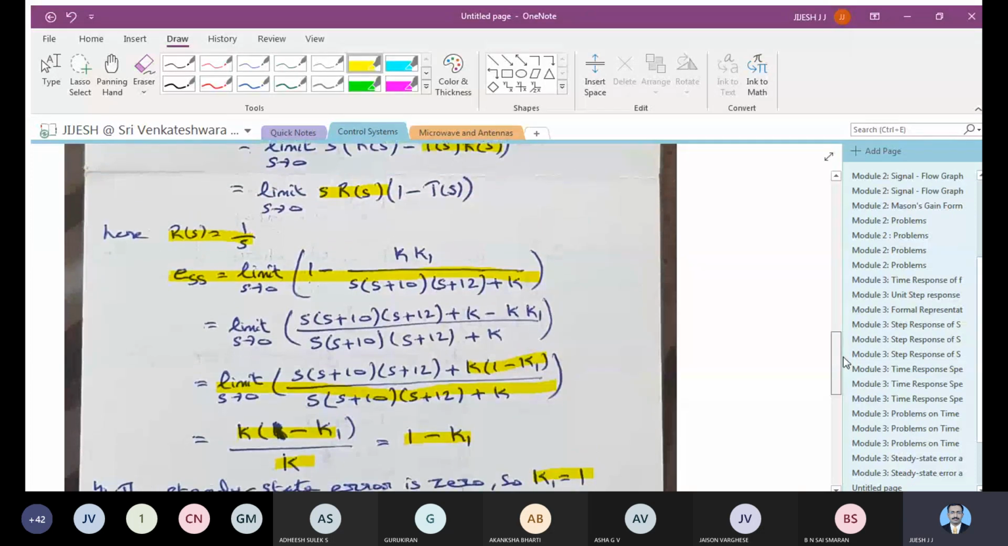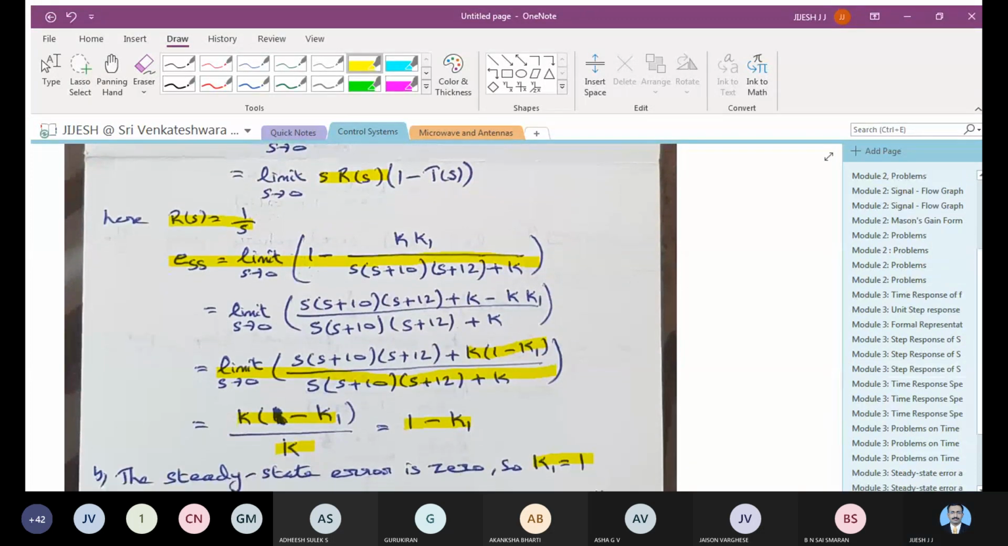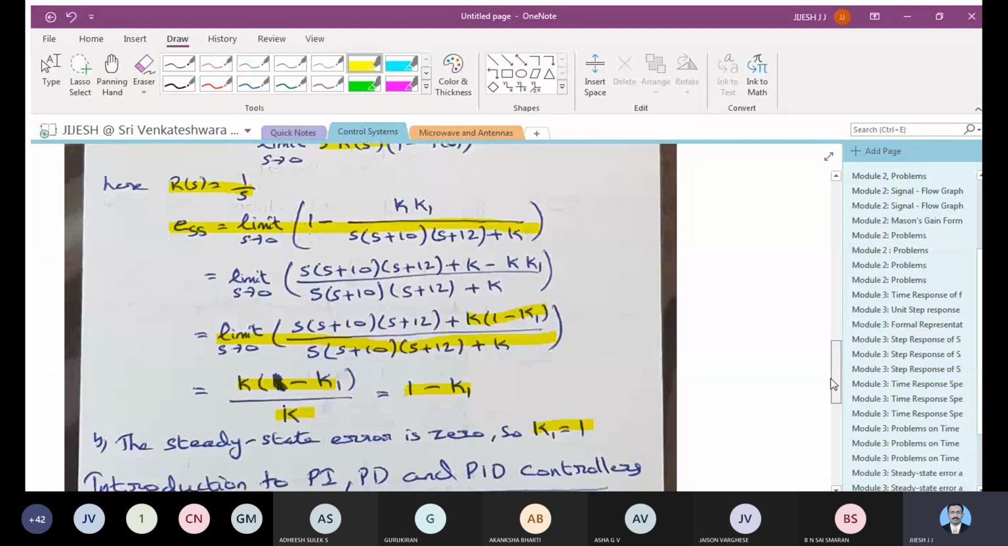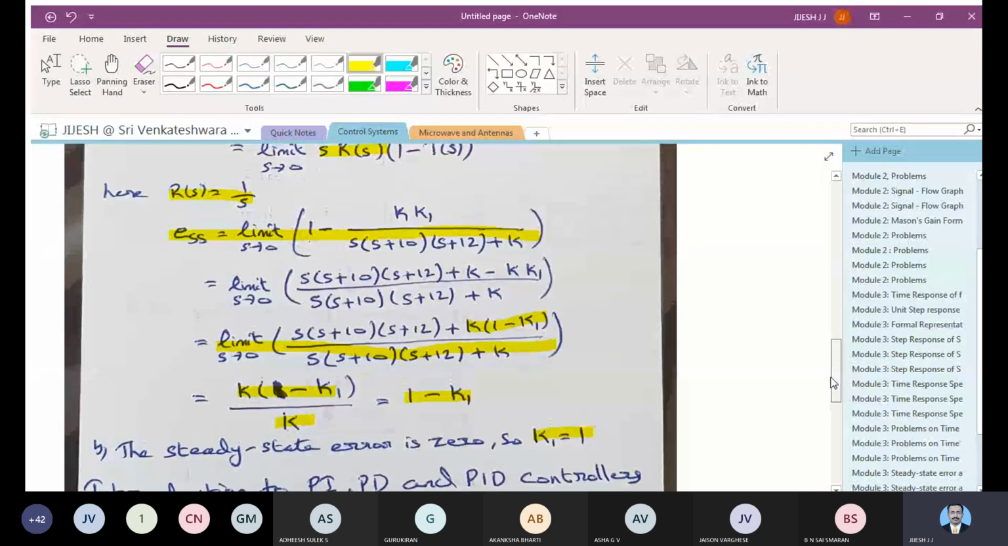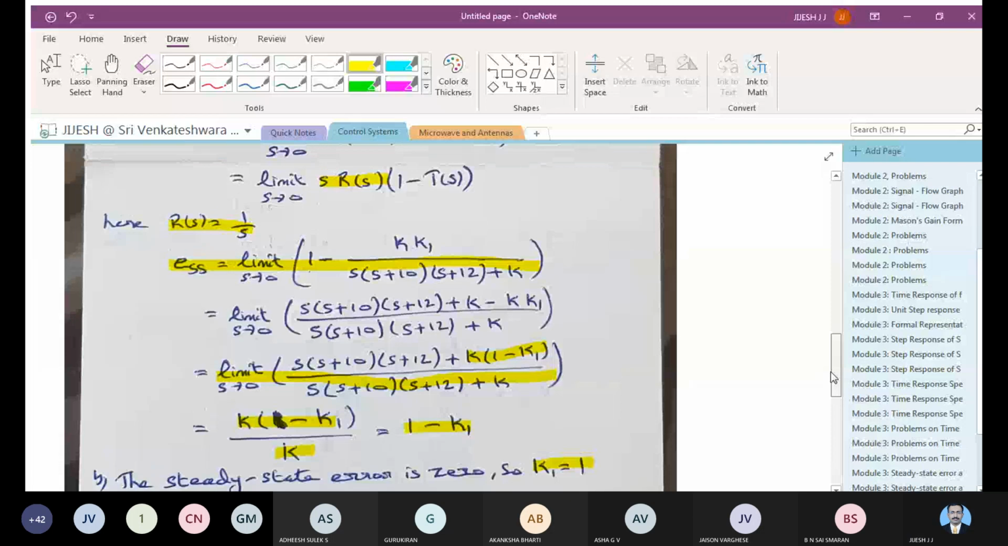So you can complete it. In the next class, we'll be studying further on introduction to PI, PD and PID controllers. That will be in the next class. Okay. So you can complete this problem. Is that clear for all of you? Is this problem clear for all? Yeah, fine. So simplify it and complete all the steps.